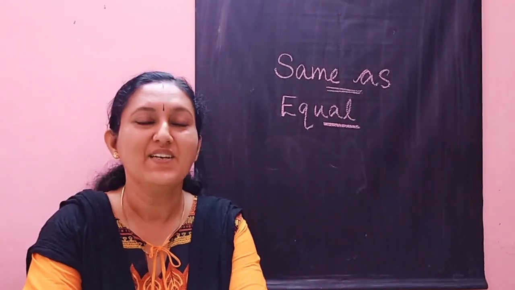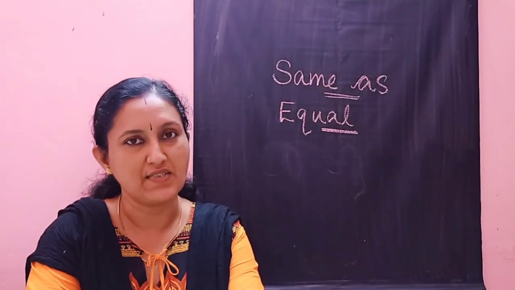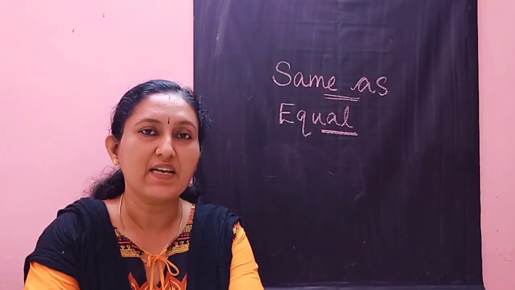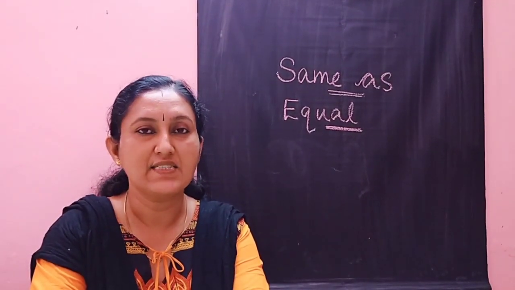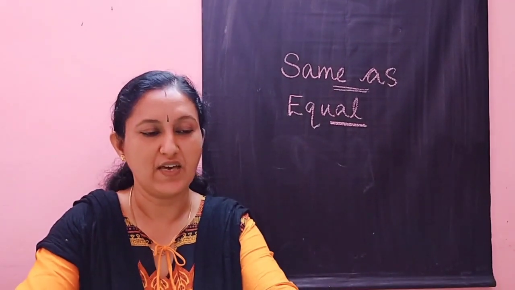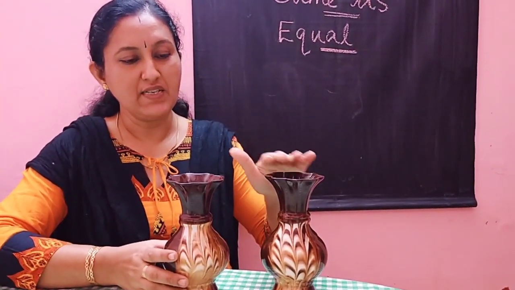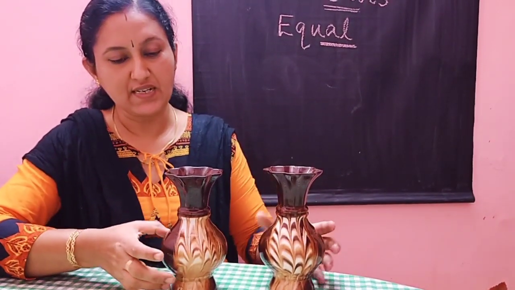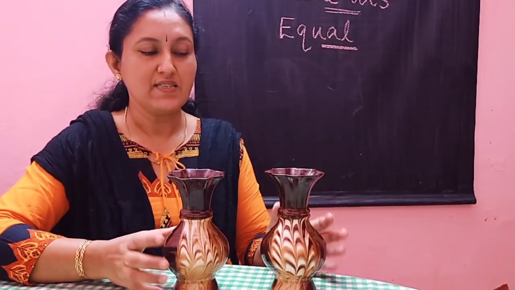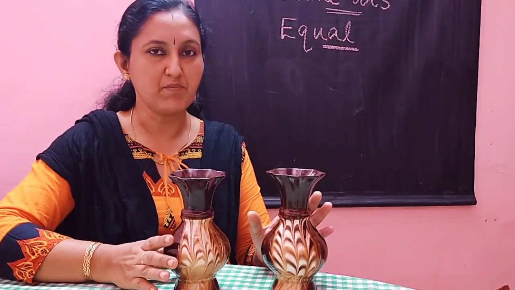Hi students. When we compared objects, we found the idea of same as. That is, if there is no difference between the objects, we can say that they are same to same. Now, look at these two flower pots. They are same in size, same in shape, and same in color. So keeping this idea in your mind, we can compare our numbers.